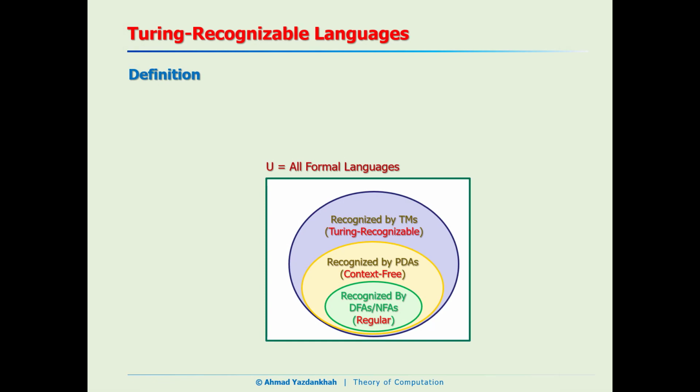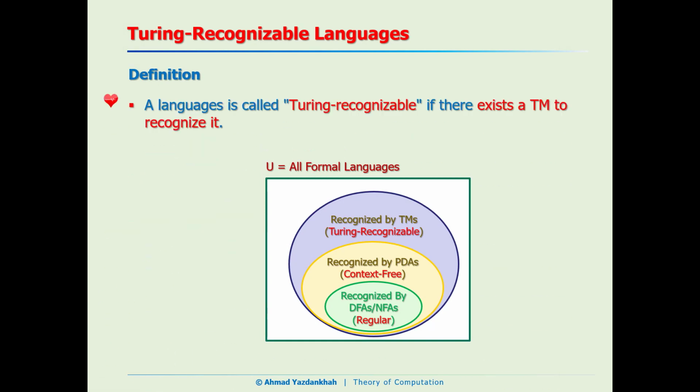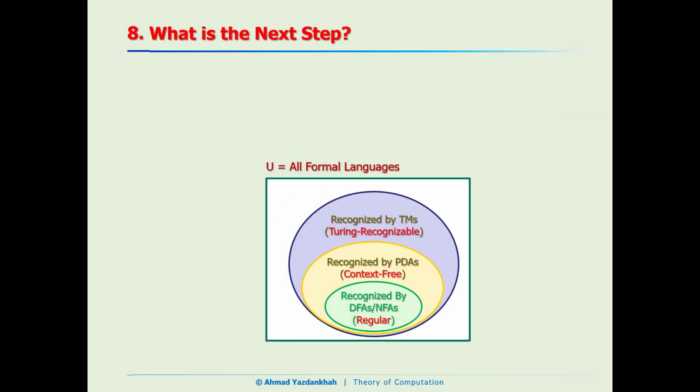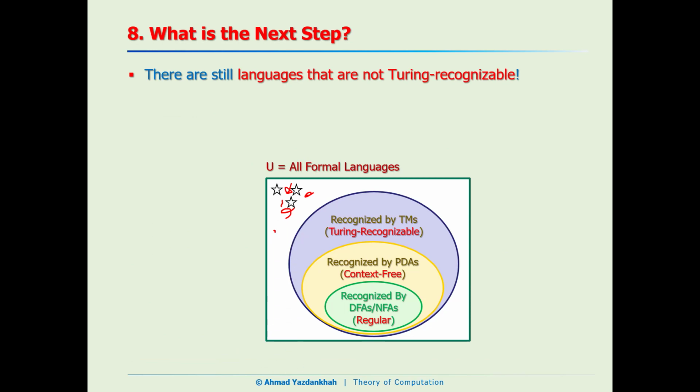Let me very quickly define the Turing recognizable languages. A language is called Turing recognizable if there exists a Turing machine to recognize it. So what would be the next step? Probably there are some languages here, and it is reasonable that we look for them. But first, we need to find one of them. What languages are they?